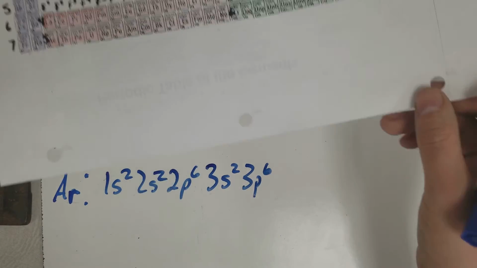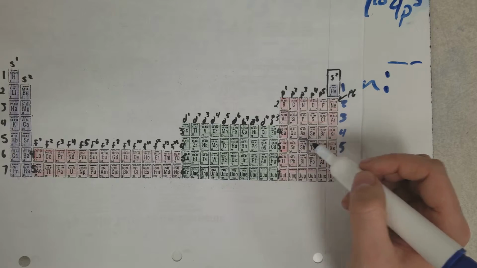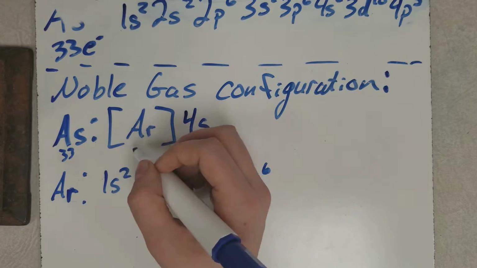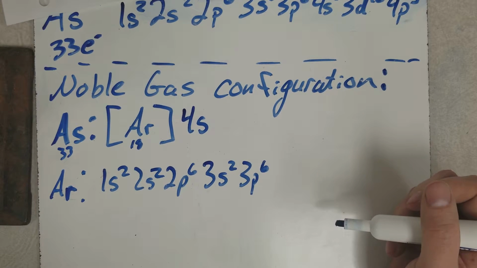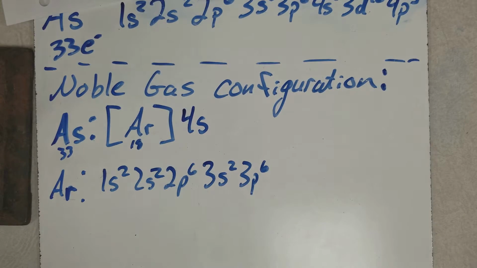Now, when we look at the difference between arsenic and argon, arsenic's atomic number is 33. Argon's is 18. So 33 and 18. The difference between those is 15, so we need to add on 15 extra electrons onto this.